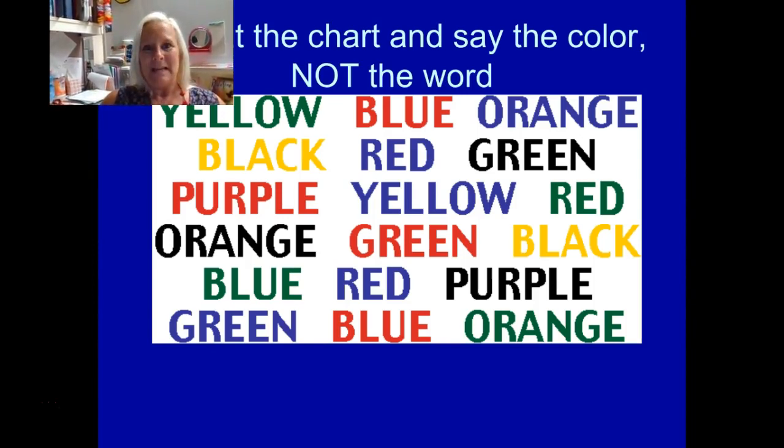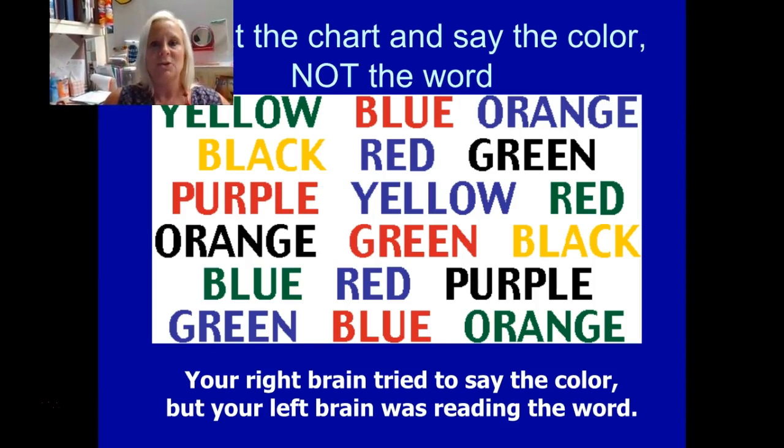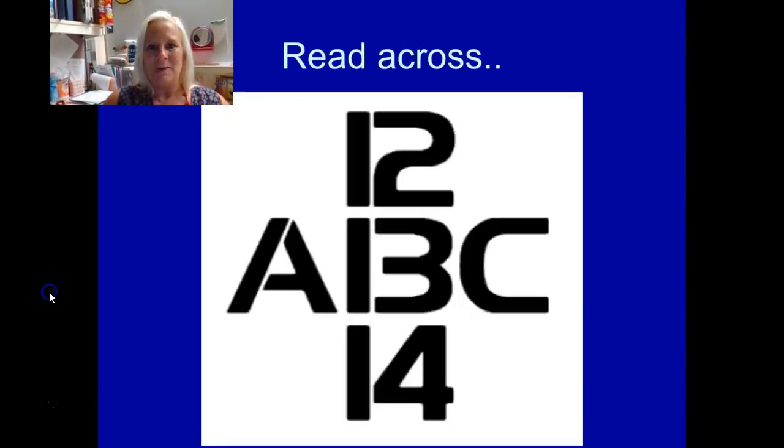It's absolutely crazy how once you get going, if you try and go too fast, eventually your brain perceives the color and then you can't say the word. It's like your right brain is trying to say the color and your left brain is actually trying to read the word. Crazy that your brain has such a struggle with that.